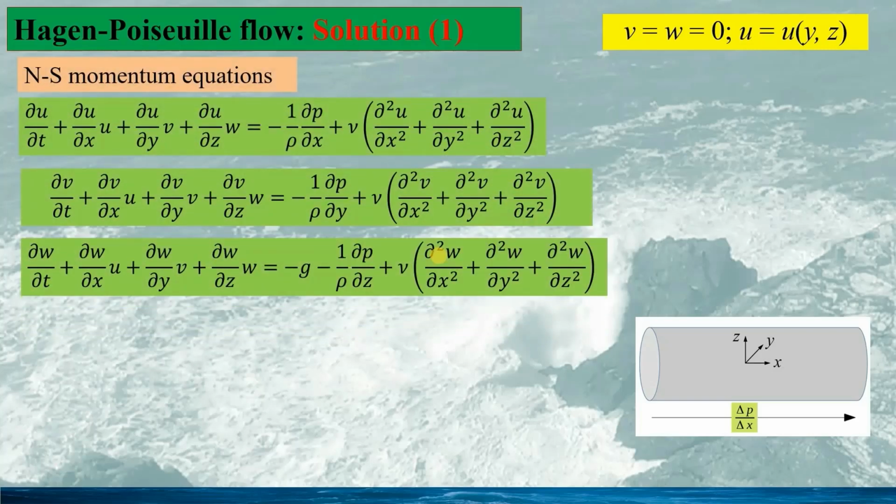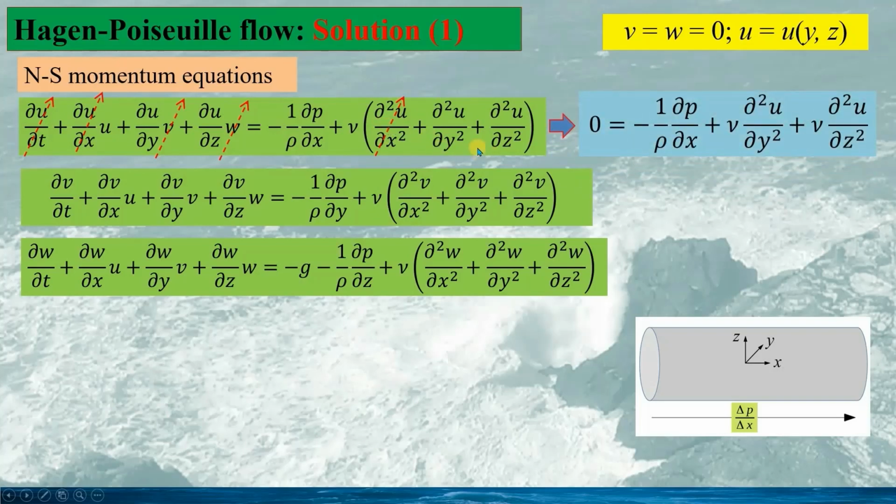Now we look at the Navier-Stokes equation, the momentum equations, and consider the velocity components as we have shown before. Therefore, we can see the local acceleration is 0, and the partial derivative of u with regard to x would be 0. v and w would both be 0, and this term would be 0. Therefore, the momentum equation for u would be reduced as this.